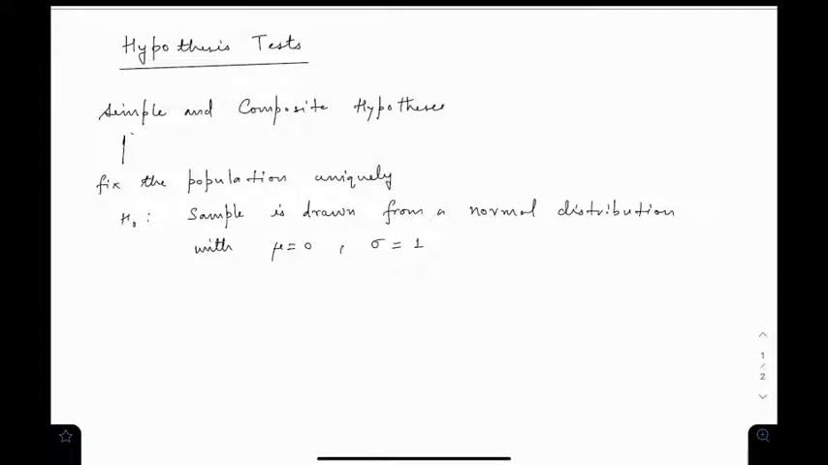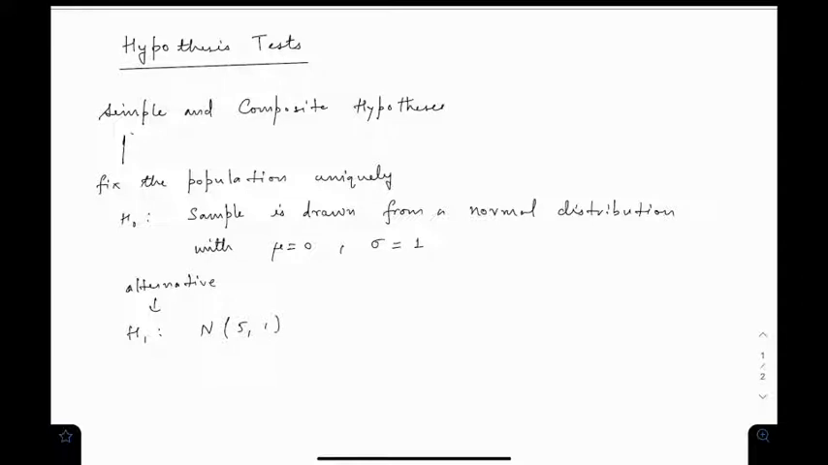Now if the alternative is also simple, let's say H1, which basically says that the sample is drawn from a normal distribution with mean equal to 5 and standard deviation 1, then we have the task to decide between two simple hypotheses, and this is something which we have already treated. In such a case, there exists an optimum test, which is the likelihood ratio test.